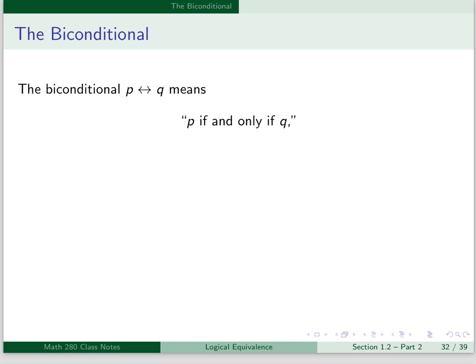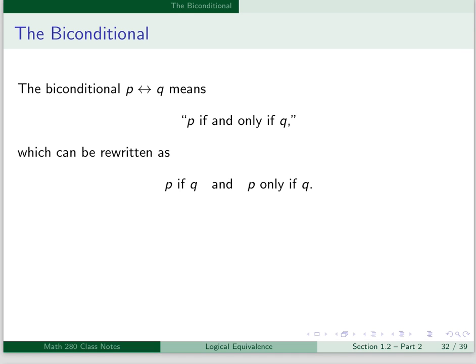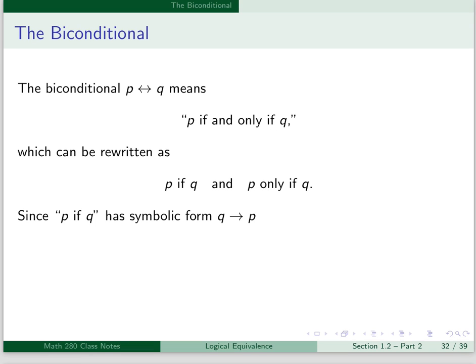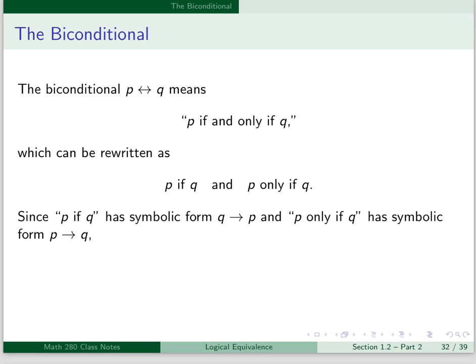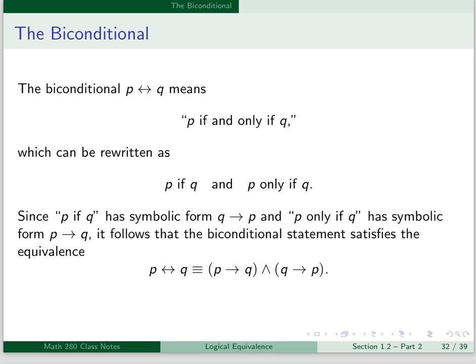I want to next consider the biconditional. The biconditional, P if and only if Q, can be rewritten as P if Q and P only if Q. Since P if Q has symbolic form Q implies P, and P only if Q has symbolic form P implies Q, it follows that P if and only if Q is logically equivalent to P implies Q and Q implies P.